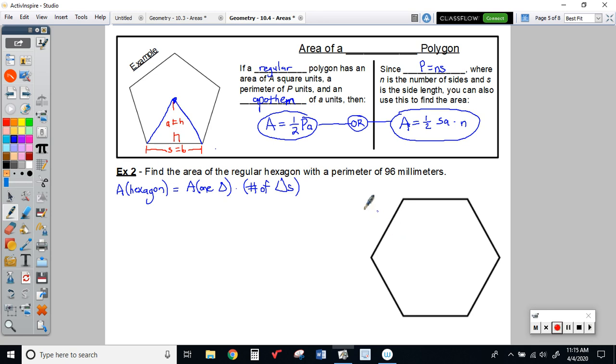And this one I know the perimeter is 96. So the work I'll do off to the side here would be perimeter, would be the number of sides times the side length. I'm using this idea here. And then I'm going to split this up into triangles.